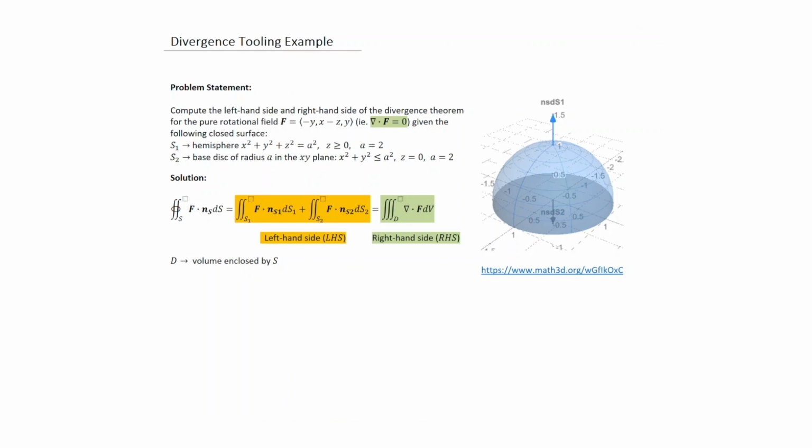We'll call that the left-hand side. There's the integral of the flux calculated over the hemisphere, and the flux calculated over the planar disk. And that is equivalent to taking the divergence of the vector field, which is a scalar function, and integrating it over the volume enclosed by the hemisphere and the planar disk. That will be the calculation performed on the right-hand side. So again, D basically just means the volume enclosed by S. This is the way we should look at these things.